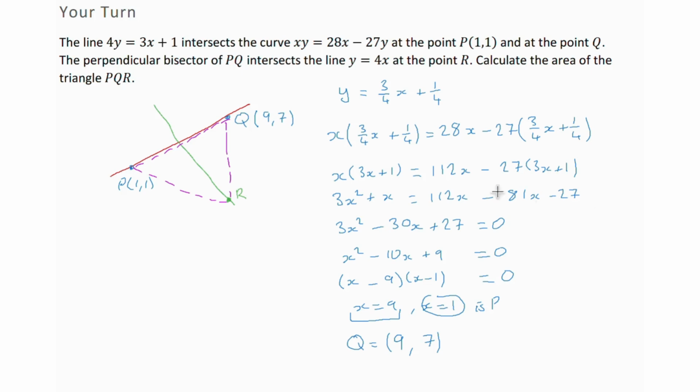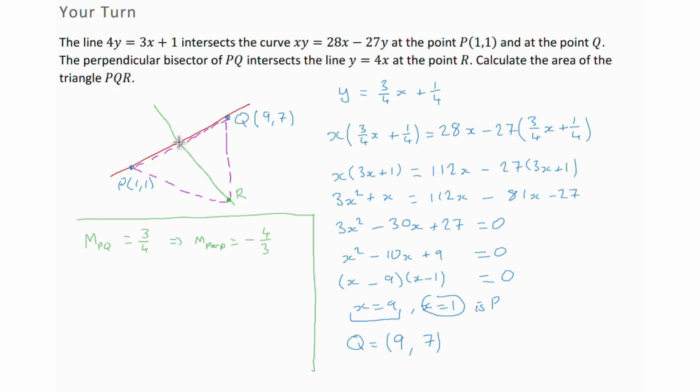That's a start. Now we know Q, we want to find R. To find R, we need to do the perpendicular bisector. Let's just work over this side for a moment. To find the perpendicular bisector, we need the gradient and the midpoint. Now, the gradient from P to Q, we already know, is 3/4, which means the gradient of the perpendicular bisector is equal to minus 4/3.